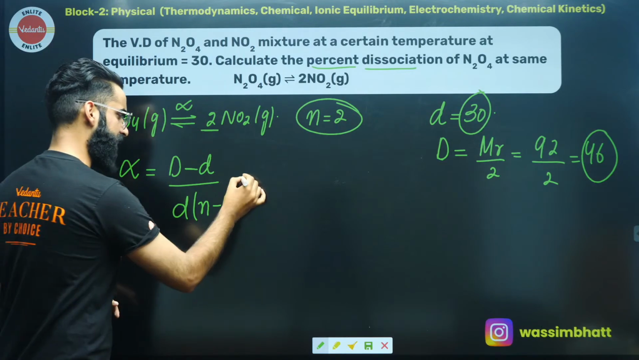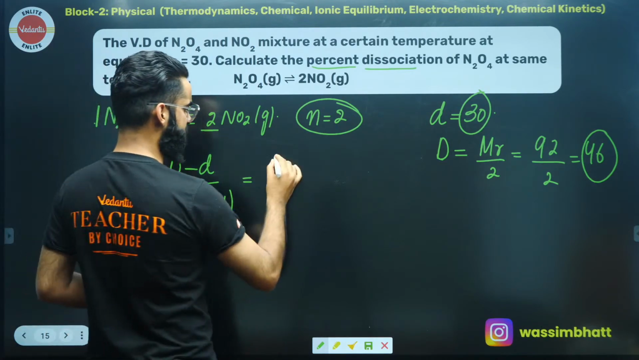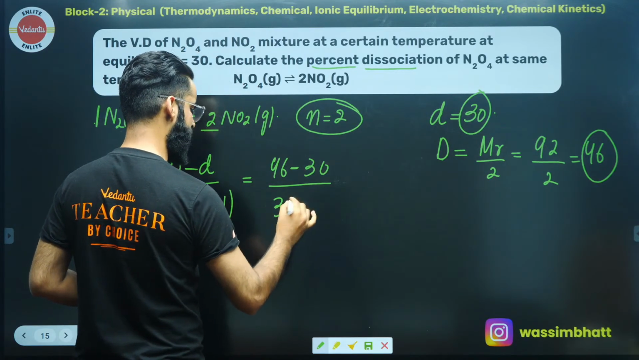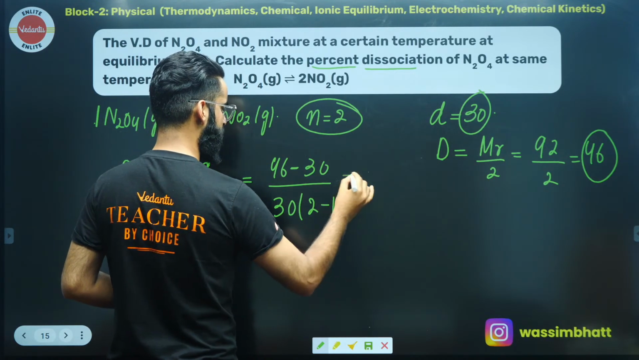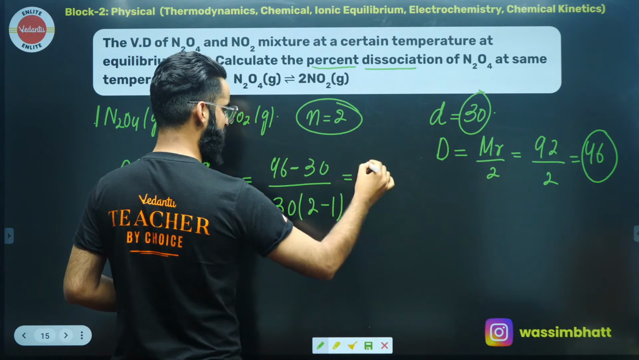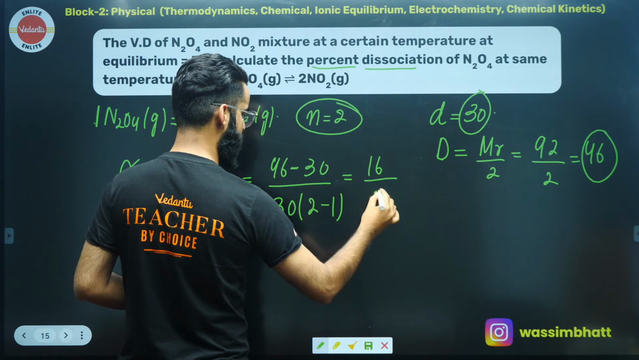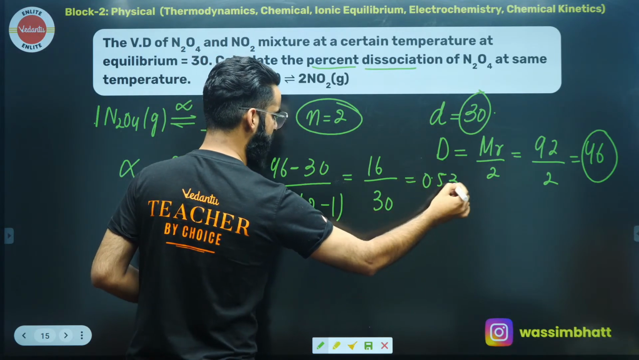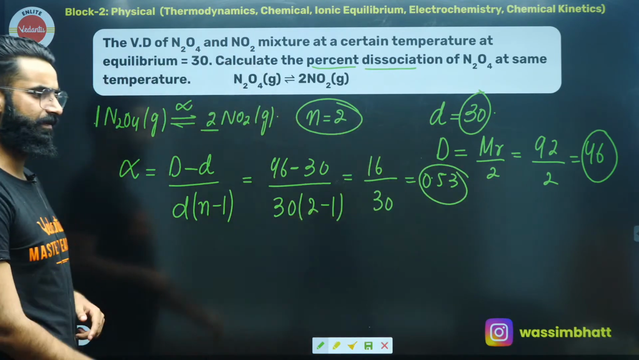Now guys, get the value of alpha from here. See, capital D is 46. Small d is 30. Divided by small d is 30. N value is 2 minus 1. So the numerator comes out to be 16, right? Denominator comes out to be 30 exactly. The value will come out to be approximately 0.53, right? So this is the value of alpha which you got.